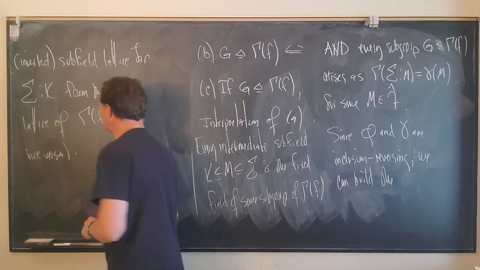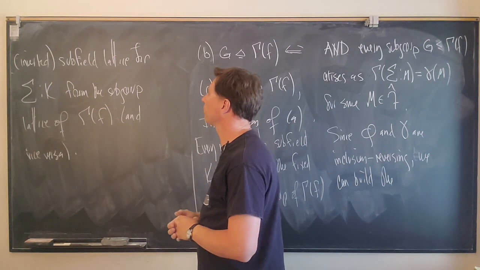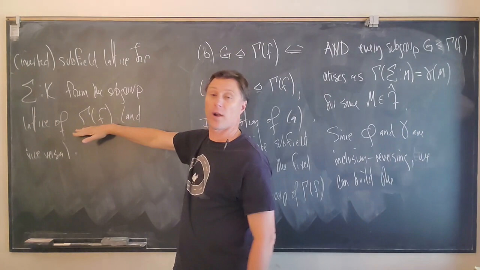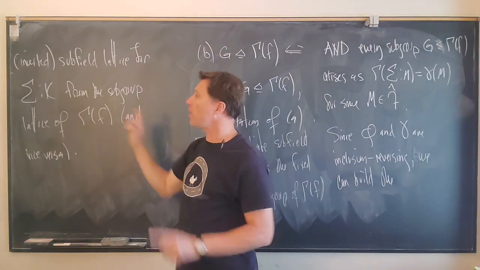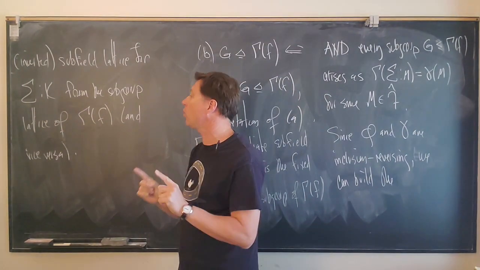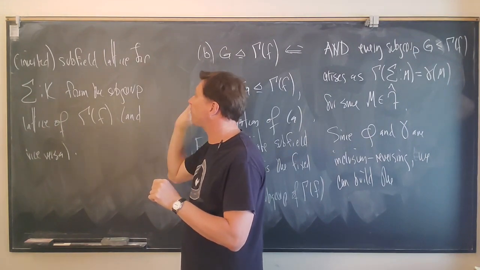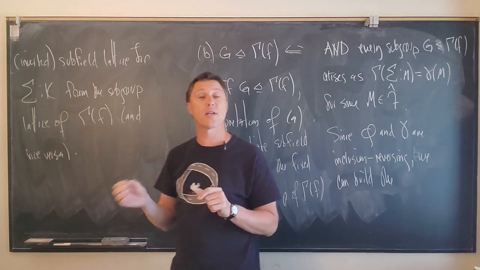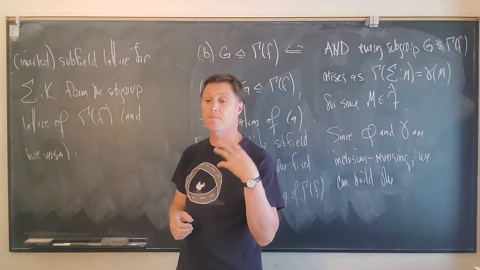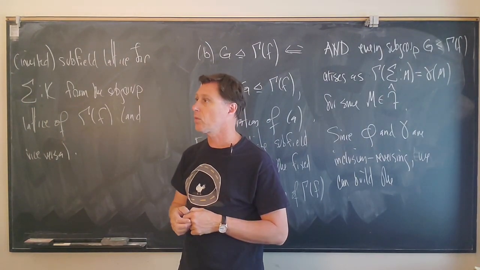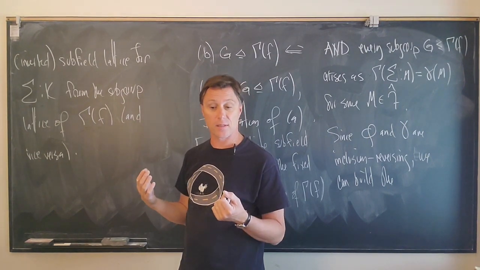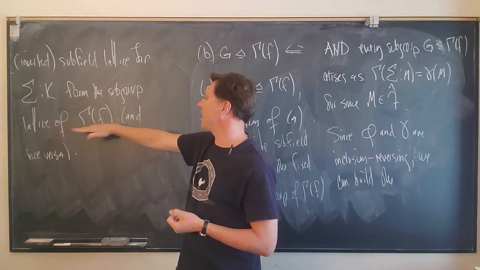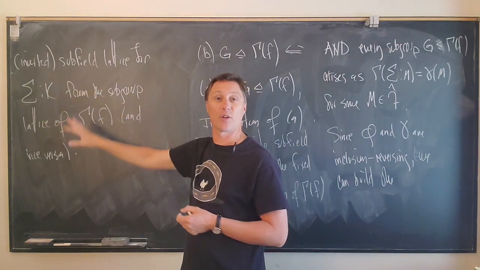Okay, so what is that saying then? If you've drawn the subgroup lattice for Γ(f), then you will be able to draw exactly what the subfield lattice for Σ over K will look like, right? If you look at all the subfields that live in between Σ and K, it forms a lattice, and it will look like an upside down version of this one right here. That's where that inverted word comes from.